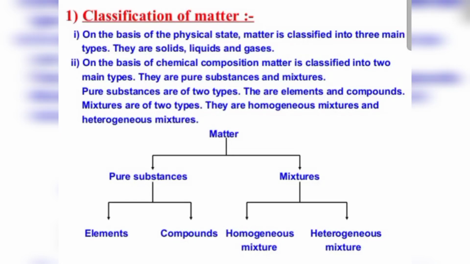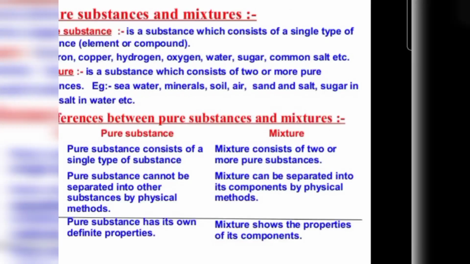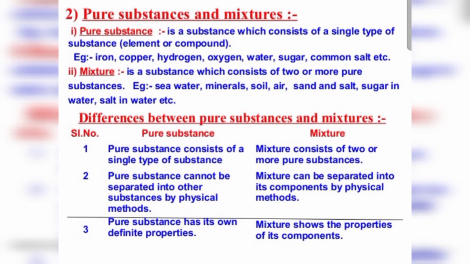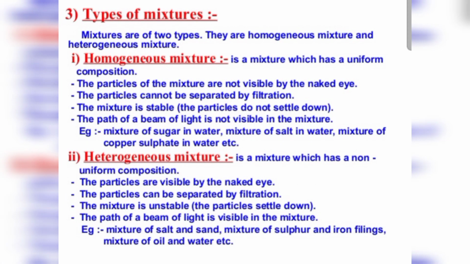So, students, as you know, in our previous session we started chapter 2, that is Matter Around Us Pure? And we discussed the classification of matter. Now we know that matter is divided into pure substances and mixtures. Then pure substance is further classified into element and compound. Then mixture is classified into homogeneous and heterogeneous mixtures, and we have discussed the pure substances and mixtures in detail, and also the types of mixtures.